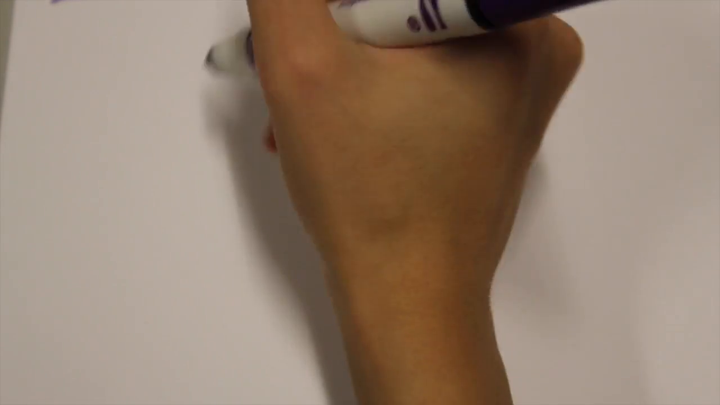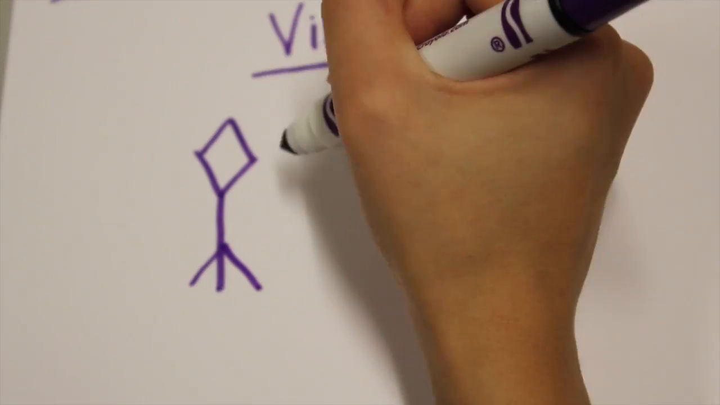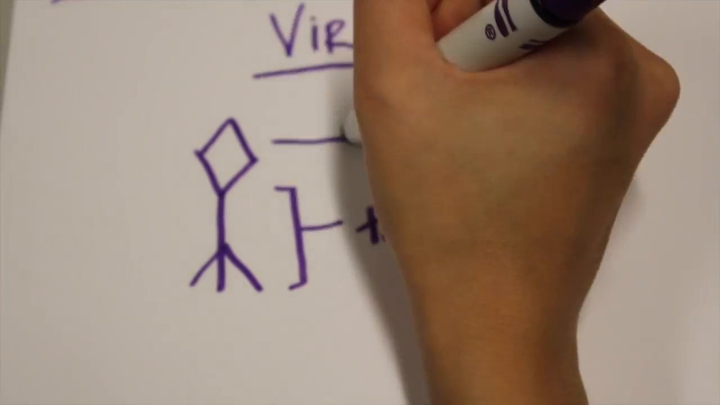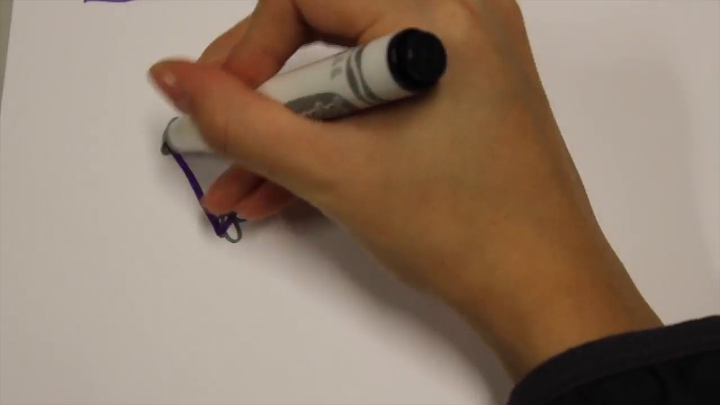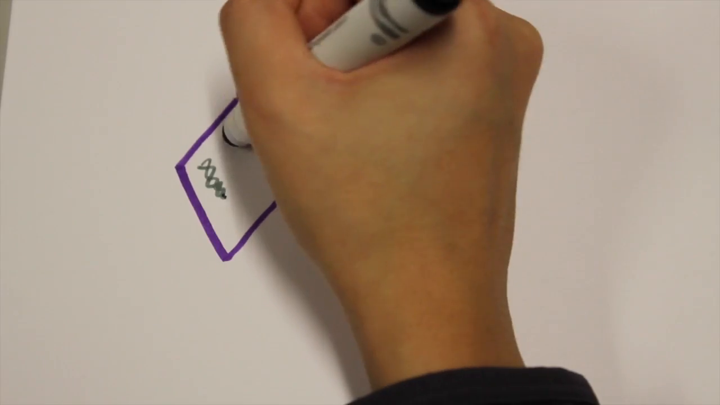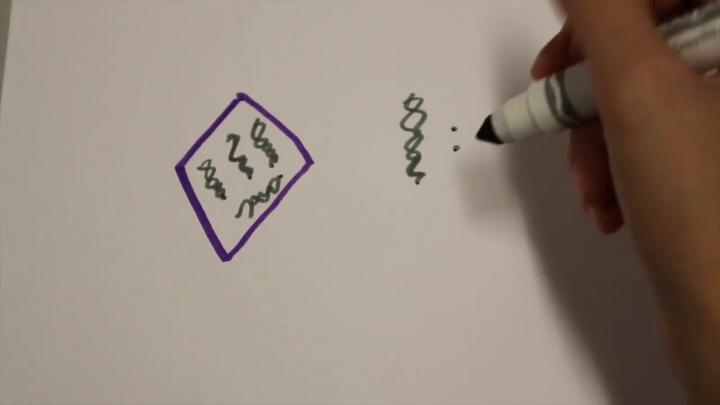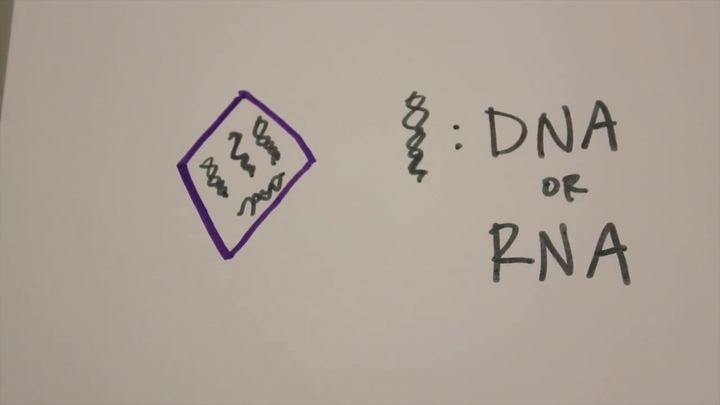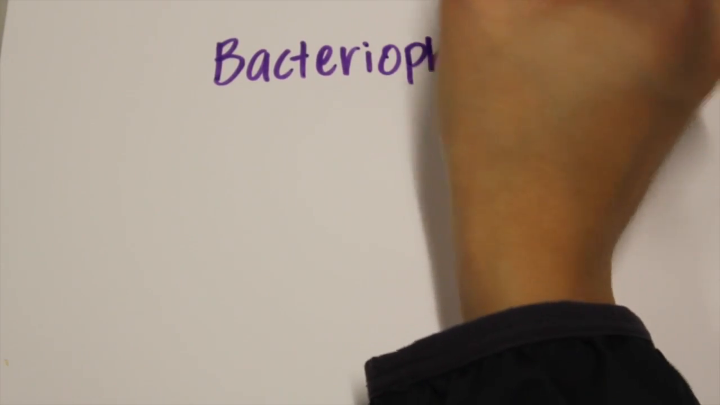A virus is primarily made of a head and in some cases a tail. The head of a virus contains the capsid, or an envelope made of proteins, and the genetic material in the inner core. This genetic material can either be DNA or RNA. A relatively complex virus is called a bacteriophage.